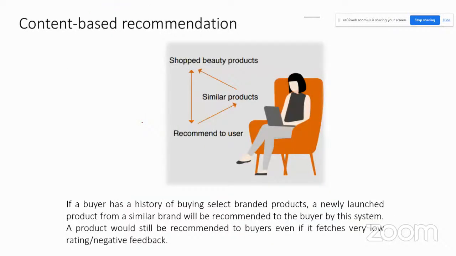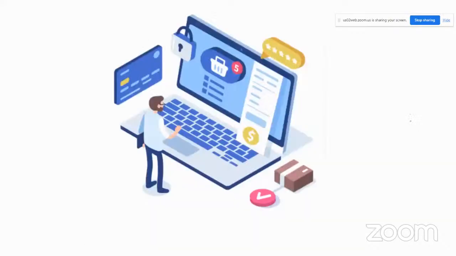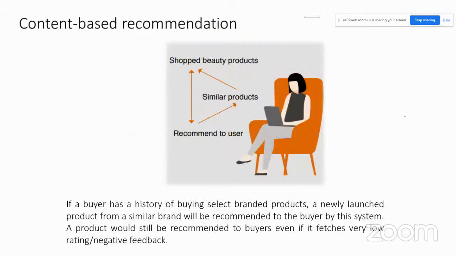Even if we take here also, she used to buy only beauty products. Whenever she shops, she is always looking for beauty products. Whenever new products are released in the market, it will automatically recommend them to her. So because she shops only for beauty products, whenever new beauty products are available, it will recommend them to the customer. This we can call content-based filtering.